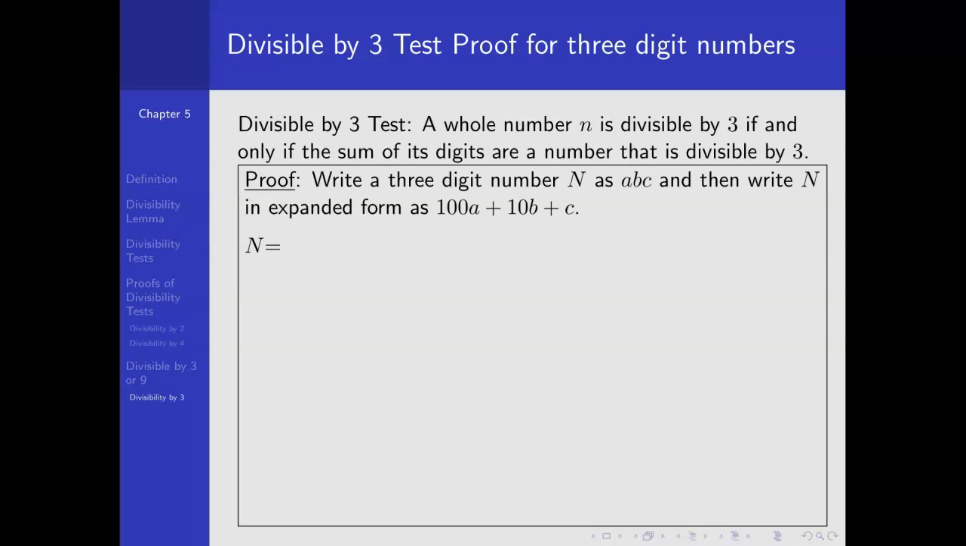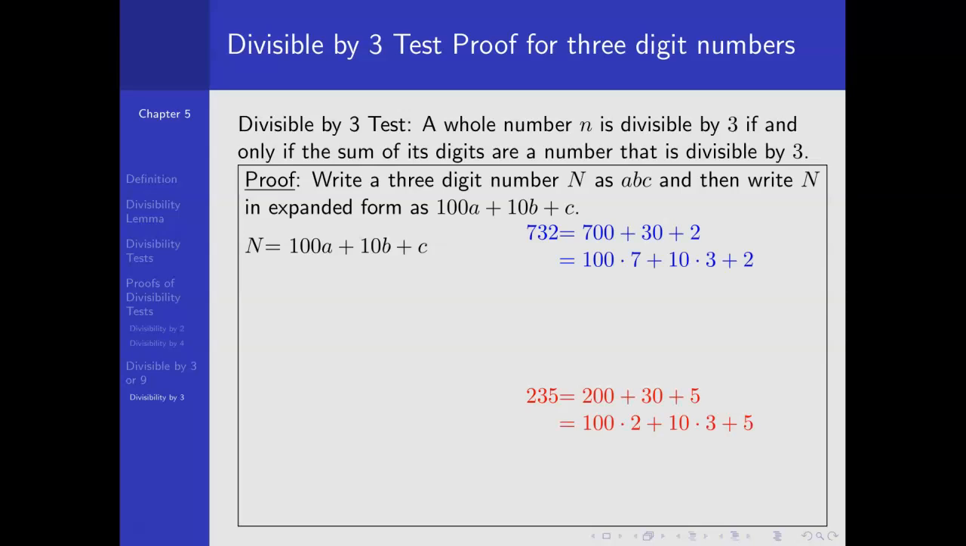Now as we go through this proof, I'm also going to do examples alongside, one in blue, one in red, for divisible and not divisible, so you can see how this really works out. So we start with n: 100A plus 10B plus C, that's our expanded form. We're going to look at 732 and 235. So 732 in its expanded form is 700 plus 30 plus 2, which we can rewrite as 100 times 7 plus 10 times 3 plus 2. With 235, that's 200 plus 30 plus 5, so that would be 100 times 2 plus 10 times 3 plus 5.